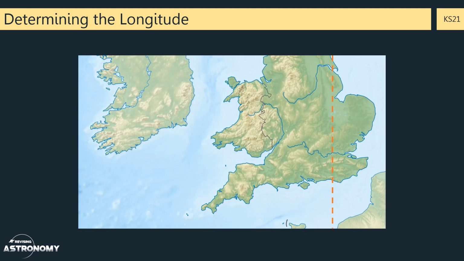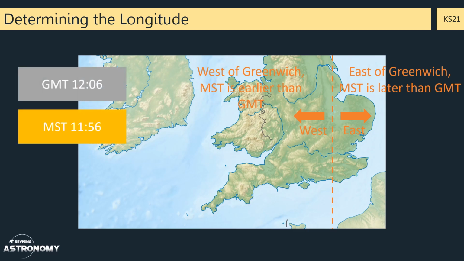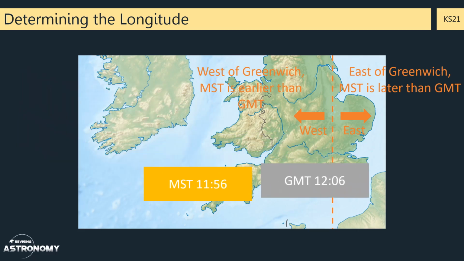Now we need to determine, are we 2.5 degrees west or east of Greenwich? Well, if it's east, the mean solar time would be later than Greenwich Mean Time, and vice versa for west. As the mean solar time is 10 minutes earlier, we know we must be west of Greenwich, so the location's longitude is 2.5 degrees west.